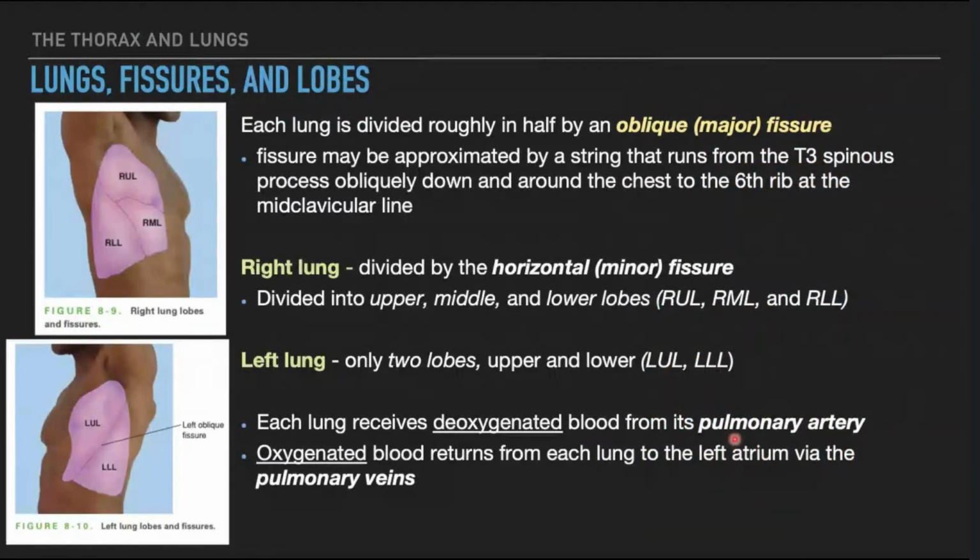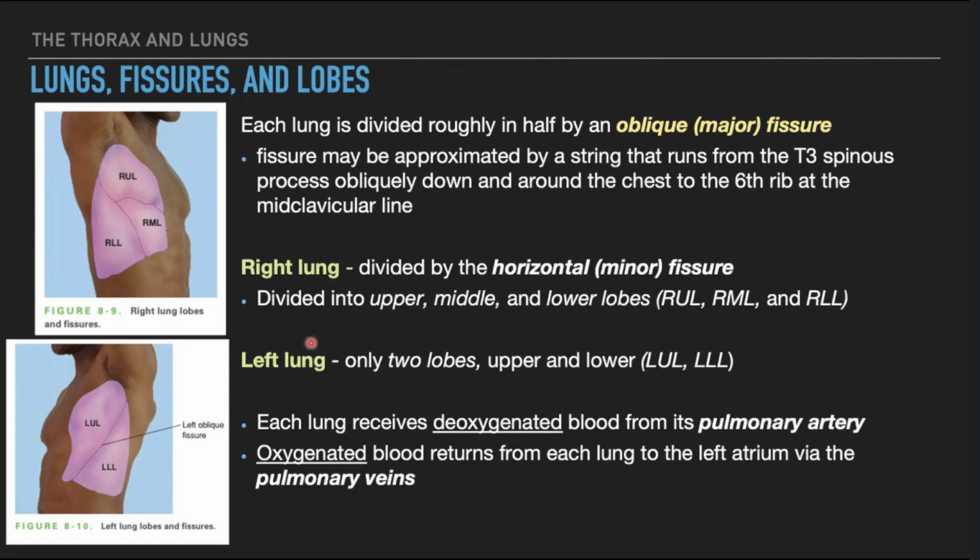For the lungs, fissures, and lobes, each lung is divided roughly in half by an oblique major fissure, as you can see here, and this one on the left. The fissure may be approximated by a string that runs from the T3 spinous process obliquely down and around the chest to the sixth rib at the mid-clavicular line.